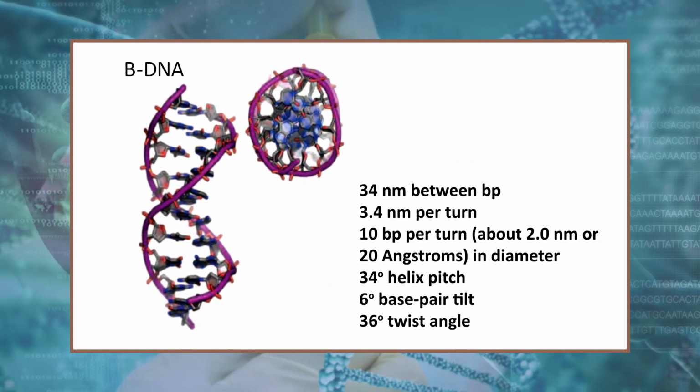It has 34 nanometers between base pairs. It has 3.4 nanometers per turn, about 10 base pairs per turn, and a 20 angstroms or 2 nanometer diameter of the double helix. It has a 34 degree helix pitch, 6 degree base pair tilt, and a 36 degree twist angle in it.